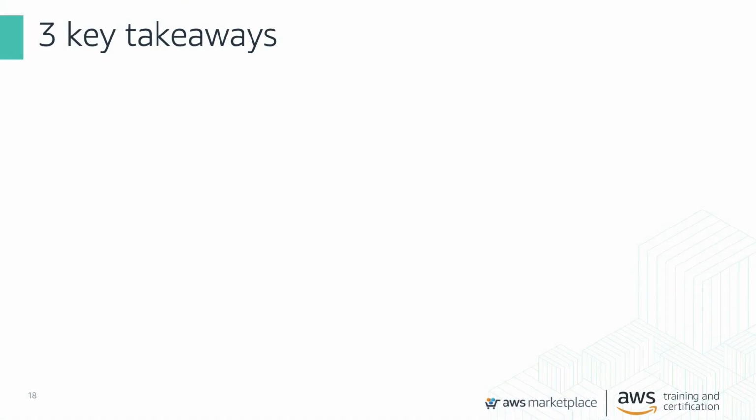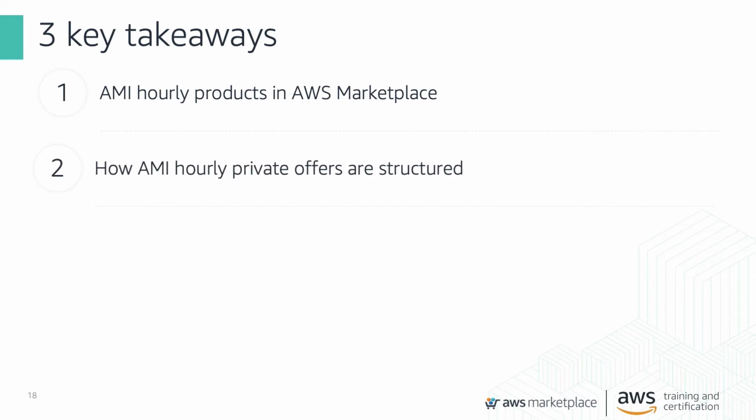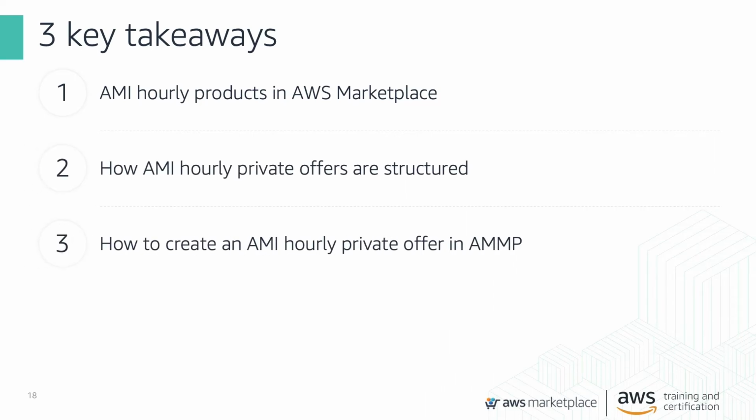Now let's recap what we've just covered. Today we learned about AMI hourly products in AWS Marketplace, how AMI hourly private offers are structured, and how to create an AMI hourly private offer in AMMP.